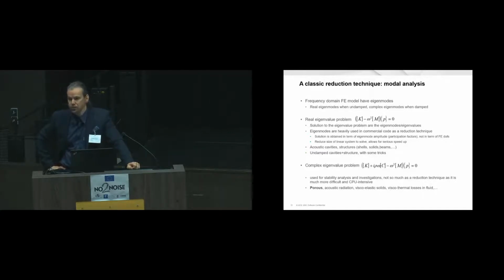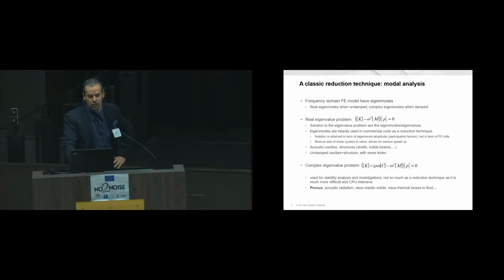Instead of using directly the degrees of freedom at the nodes, we start by doing an eigenmode extraction and then use participation factors for each eigenmode as degrees of freedom. That's what we do for real eigenvalue problems. So basically undamped problems that have a mass and stiffness matrix. But for complex value problems, it's not so much used because the CPU cost of modal extraction is too large. It's much less robust, so it's not as straightforward for doing modal extraction. So it's more used for stability analysis, some investigation, but not really as a reduction technique.